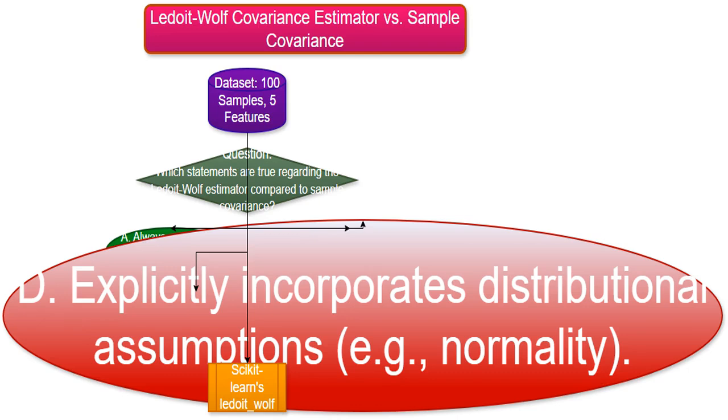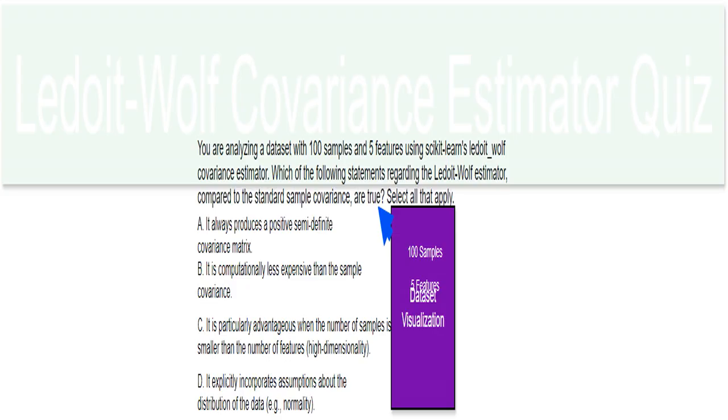It doesn't; it's distribution agnostic, handling any data without specific distributional requirements. This quiz focuses on the Ledoit-Wolf covariance estimator, a method used in statistics to estimate covariance matrices, especially useful when dealing with high-dimensional data. I'll explain its properties and how it compares to the standard sample covariance.